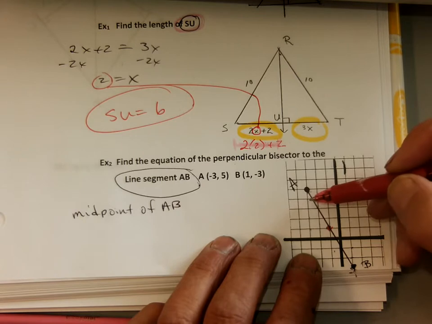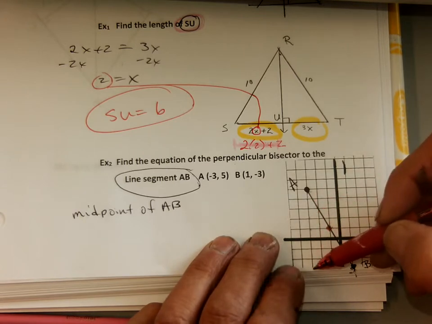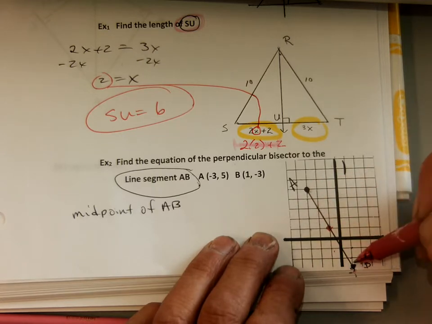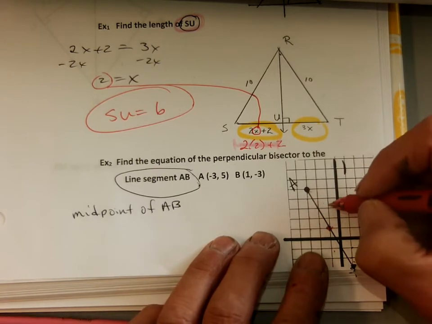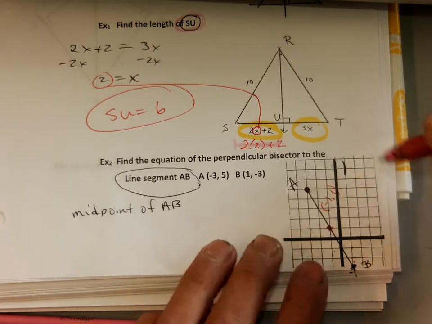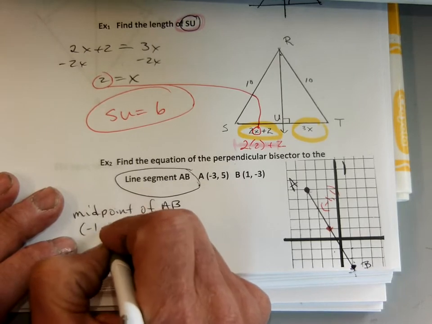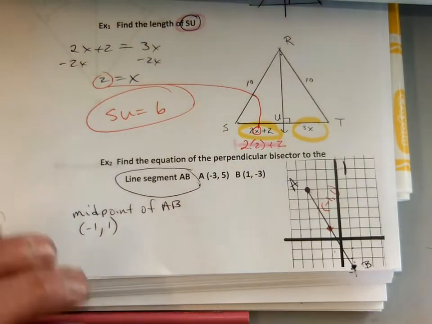I can count it. 1, 2, 3, 4, 5, 6, 7, 8. 1, 2, 3, 4. If I go down 8 over 4, then the middle of that would be half distance. Instead of down 8 over 4, I'd go down 4 over 2. So that's the midpoint. The midpoint is at the point -1, 1. Okay, so that's my midpoint. It's at -1, 1. Okay, now, what I want is perpendicular.